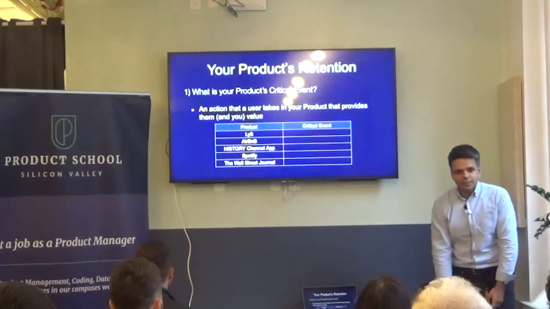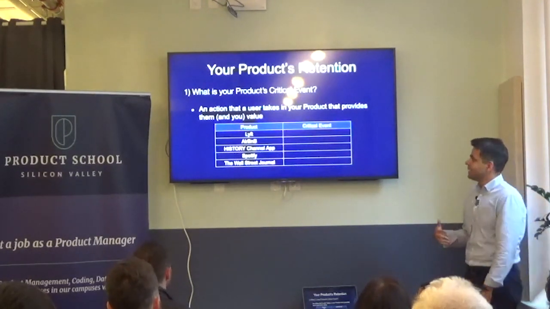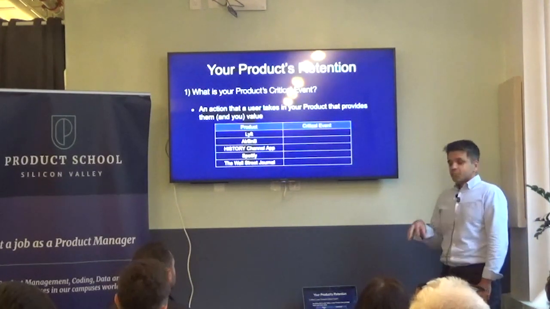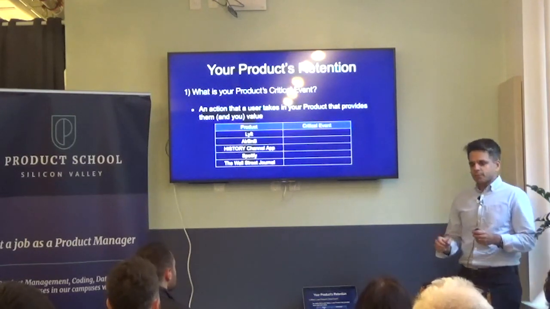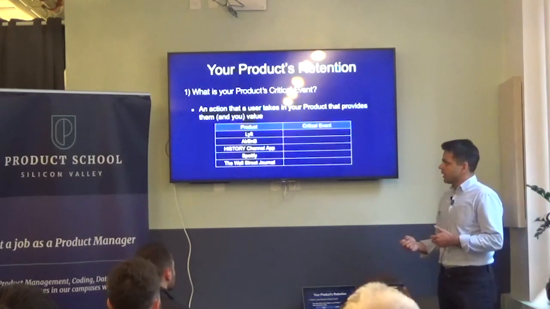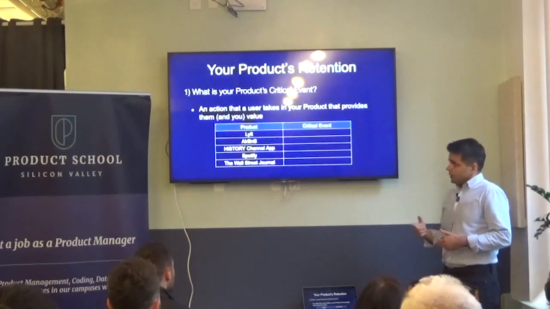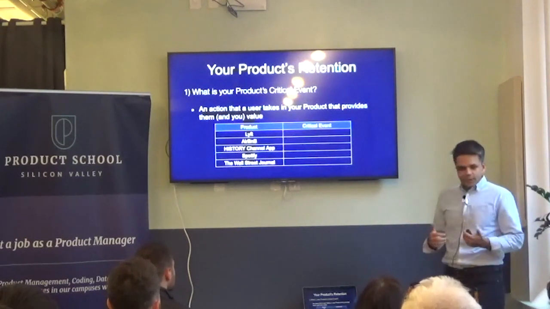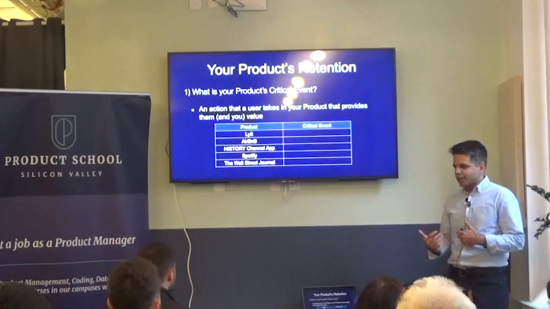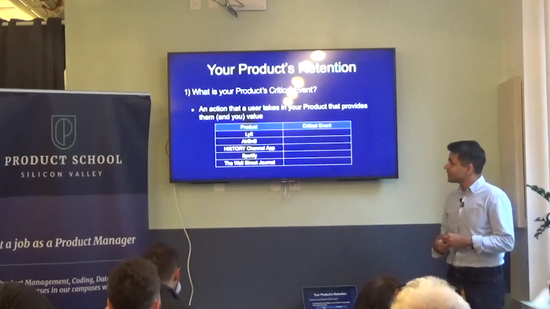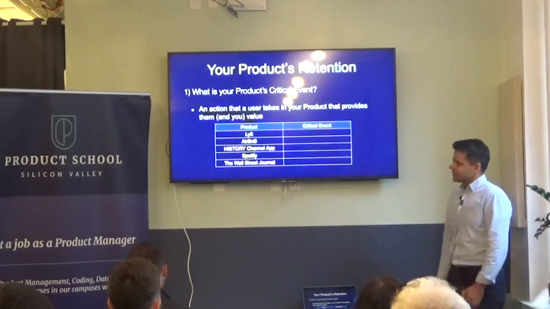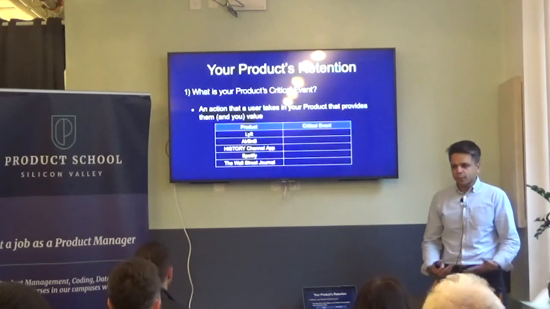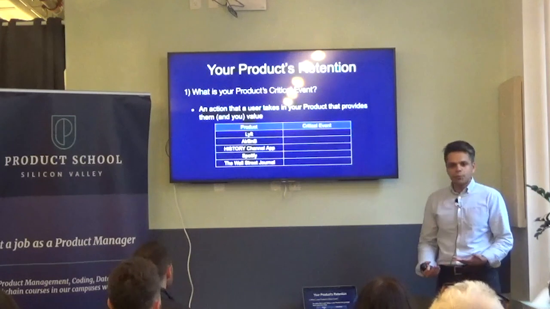So your product's retention. I'm going to teach you guys how you can measure retention of your own product. In every product, it's a little different, so you want to be very specific with how you're measuring your product. The first component of that is something called a critical event. You might have also heard it called the aha moment. This is an action that a user takes that provides value. Like, what are they coming to your product to do?